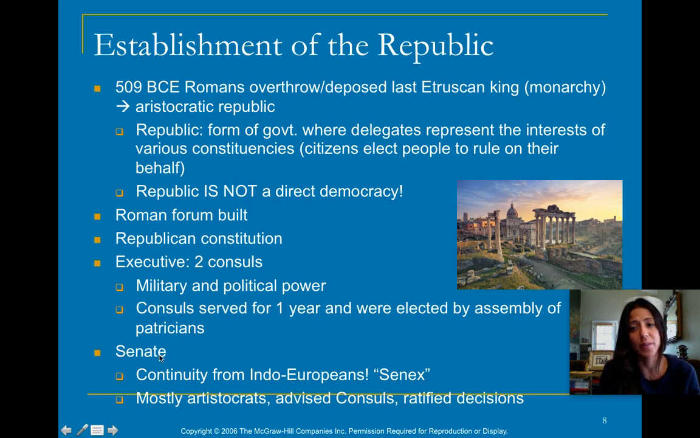There's also in the government something called a Senate. This is actually a continuity from Indo-European days. Supposedly, I don't know all the history of this, but the word Senate comes from the word senex, which means old man, because the Indo-Europeans, being tribal in those older days, had clans, and the clans were advised by older men. So this was an assembly of older men that had been around since way before, since they were first like a monarchy. And the power of the Senate is going to fluctuate. That means change over time. But most of the people who were in the Senate were aristocrats. They advised the consuls and they ratified decisions.